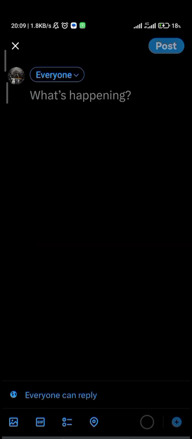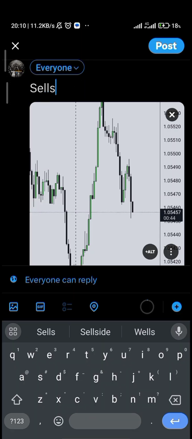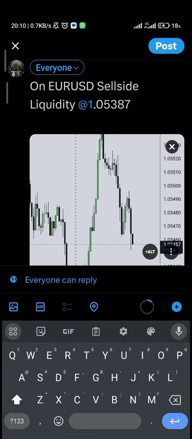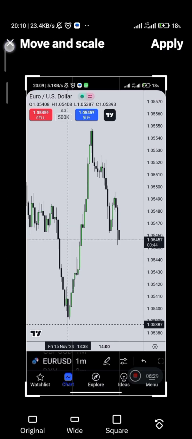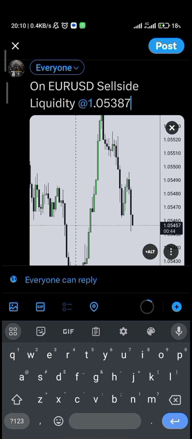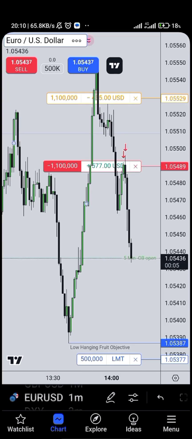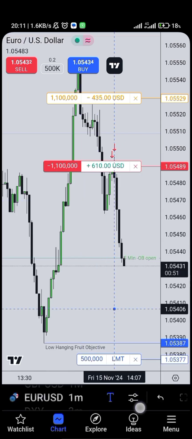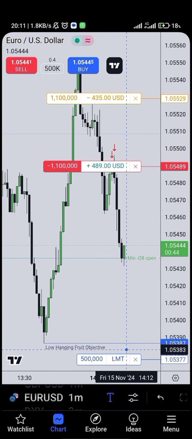I used to communicate my thoughts. So if you're following me, you would have seen this. I told them, okay, this is what I'm expecting: sell side liquidity at 1.05387. So I want to upload it right away. That's it, I'm back to my chat. So I told them the level, that low hanging fruit objective. I want to watch that level right there.